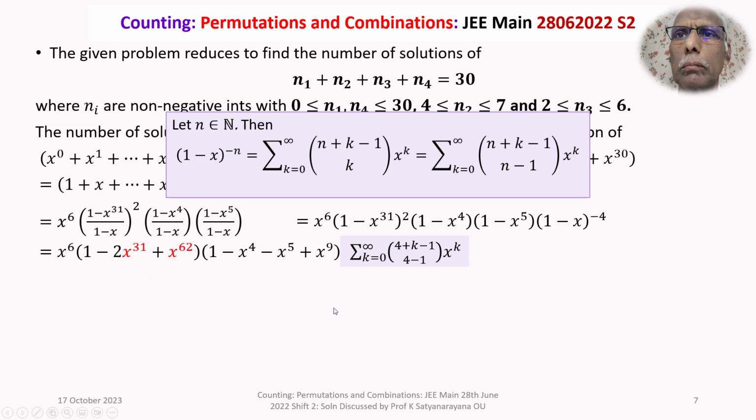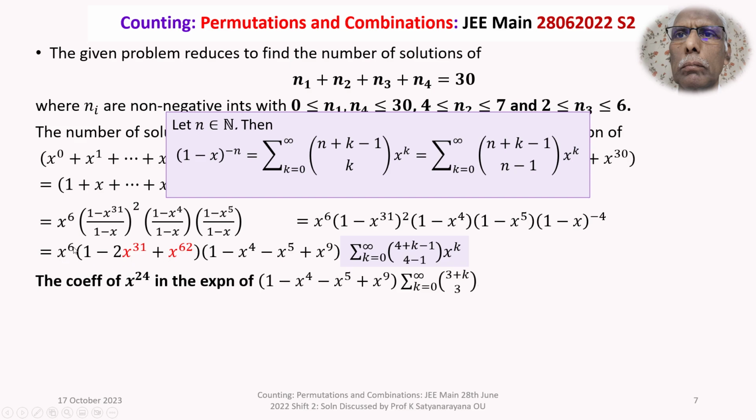So we write this as, now we forget about that one, and x to the power of 6 is already there. We are looking for the coefficient of x to the power of 30. Therefore, leaving the x to the power of 6, we look for the coefficient of x to the power of 24 in the expansion of (1 - x^4 - x^5 + x^9) multiplied by sigma k = 0 to infinity of (3+k choose 3) x^k.